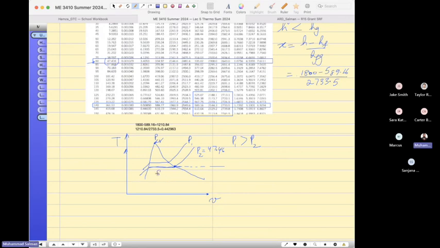This is 80 Celsius, and this is our 500. So this pressure is higher. Our pressure is high. Is this inside the somewhere? I'm not sure. So what I'm gonna show you is, if the pressure is higher than the saturated pressure, then this is the superheated region.